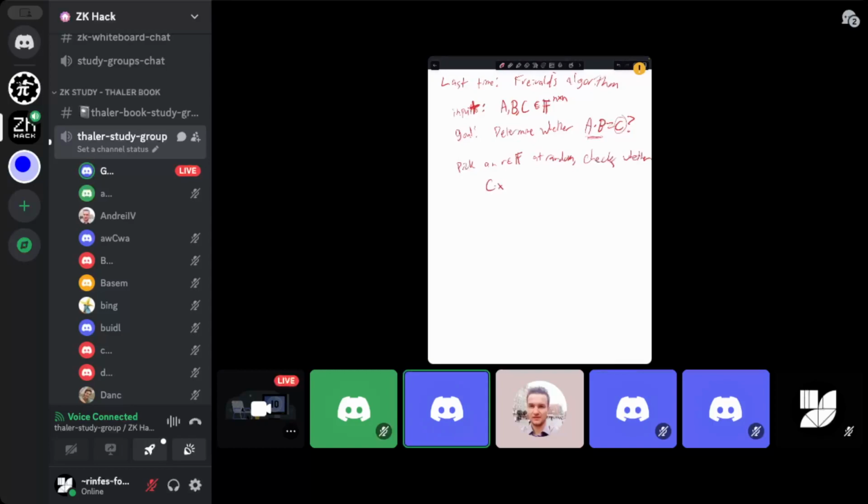C times, I'm sorry, I forgot. So it sets X to be the vector of the first n powers of R. And it checks whether C times X equals A times B times X.